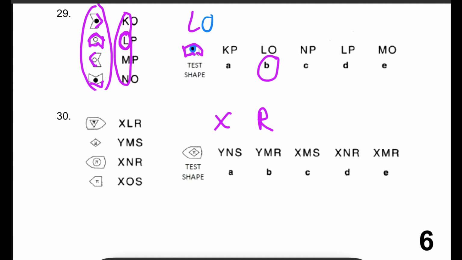Now for the second letter. So all four of them have a different second letter. So the second letter determines what the shape around the pie symbol is. So in this one, it's this rhombus shape, same as this one. The second letter here is an M, the second letter here will be an M. XMR. So the answer is E.